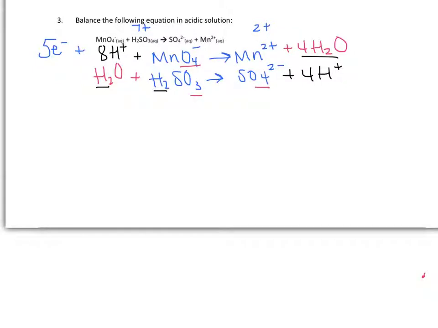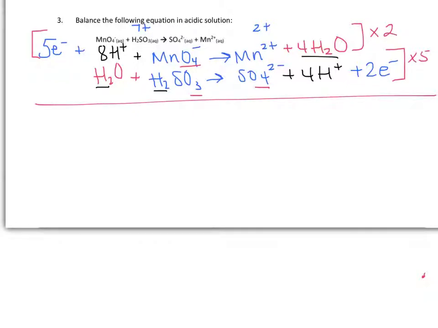Let's do the same thing for the second half reaction. We have an overall charge of 0 here on the reactant side. We have a total of 2 positive here on the product side. We always add electrons to the higher number, so we need to add 2 electrons here. Now we need to make sure that the total number of electrons gained equals the total number of electrons lost, which is not the case. So I'm going to multiply the top one by 2 and the bottom one by 5.